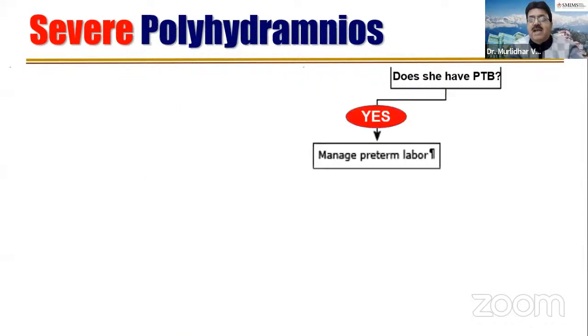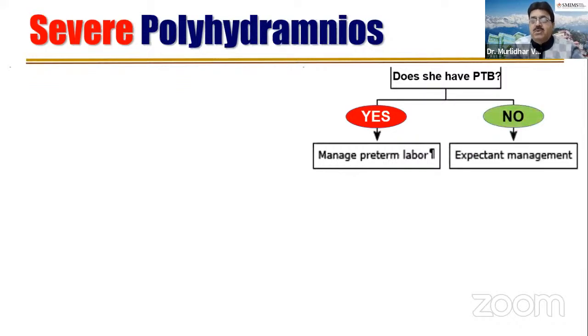Now, if the answer for this is yes, then we have to manage the preterm labor by whatever means, that is maybe tocolytics and other things. Whereas if the answer is no, then it is simple expectant management.